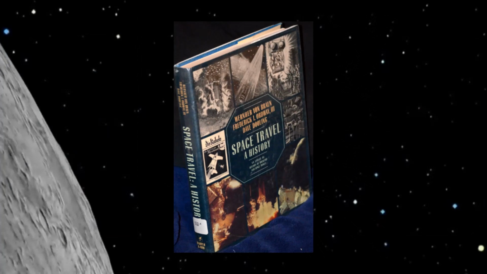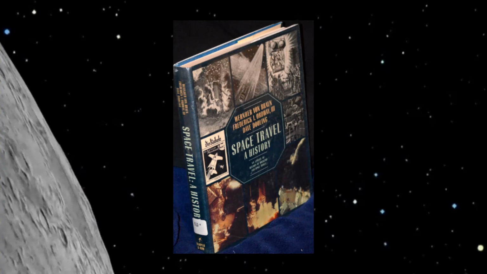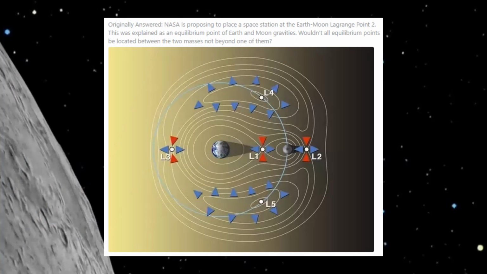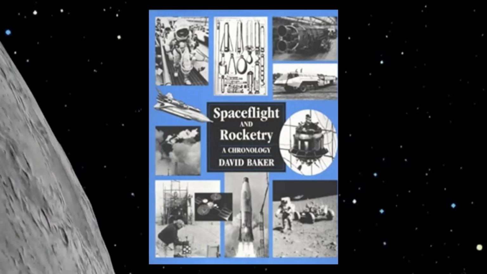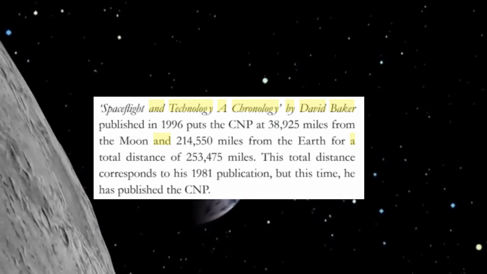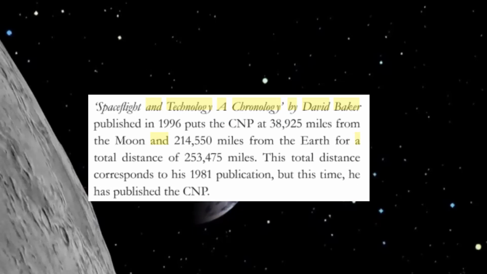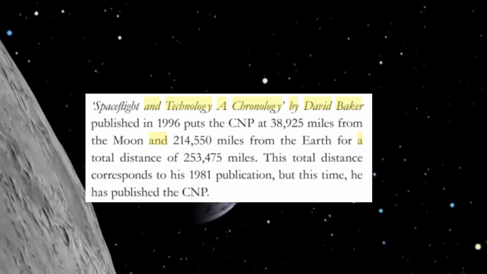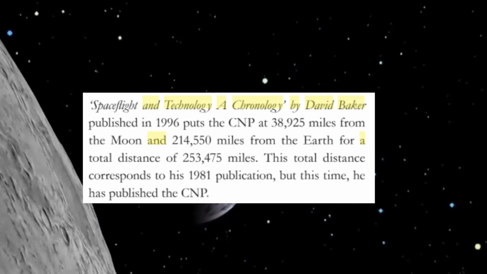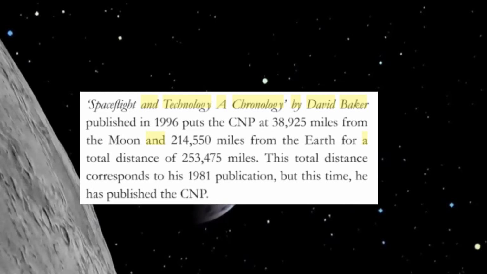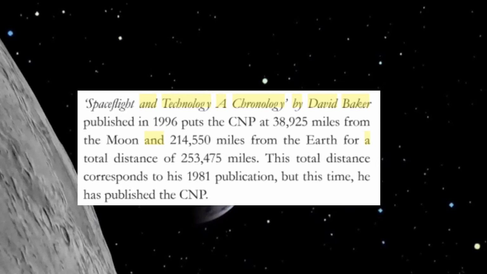Space Travel, a History, an update of History of Rocket and Space Travel by Wernher von Braun, Frederick I. Ordway III, and Dave Dooling, lists the CNP as 43,495 miles from the Moon. This corresponds to the Time magazine figures. Spaceflight and Technology, a chronology by David Baker, published in 1996, puts the CNP at 38,925 miles from the Moon and 214,550 miles from the Earth for a total distance of 253,475 miles. This total distance corresponds to his 1981 publication, but this time he has published the CNP.